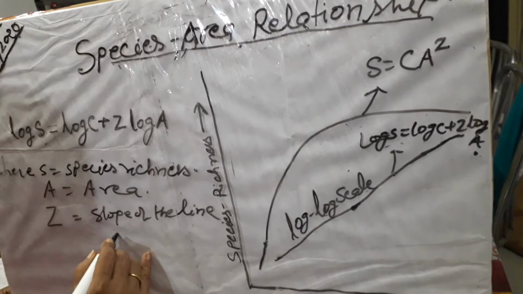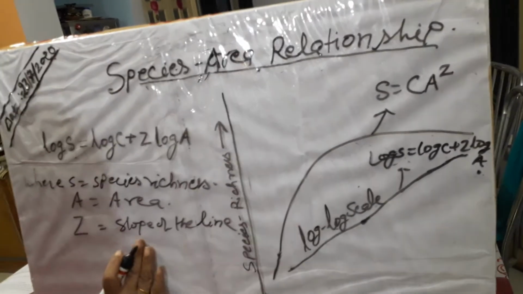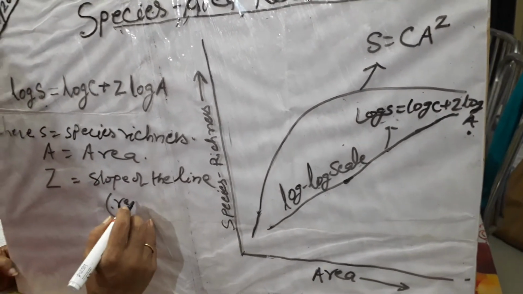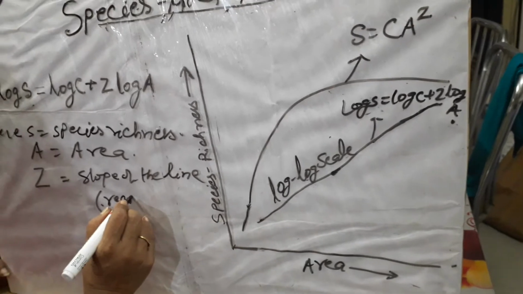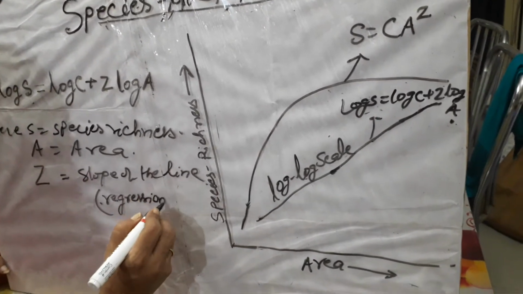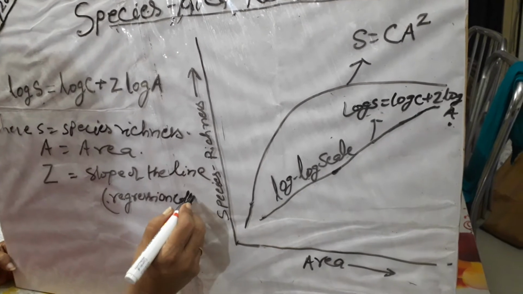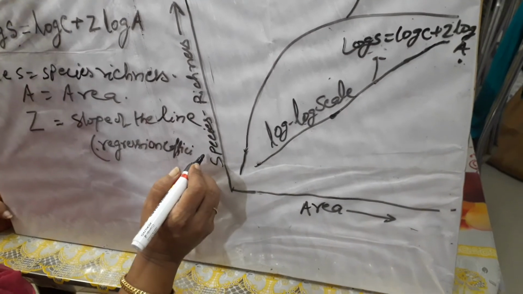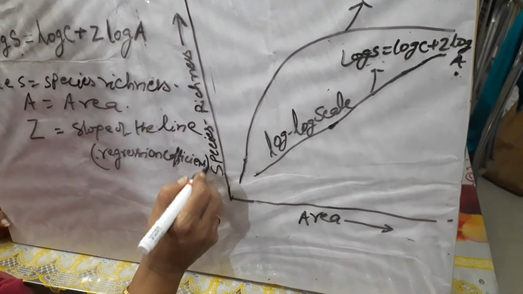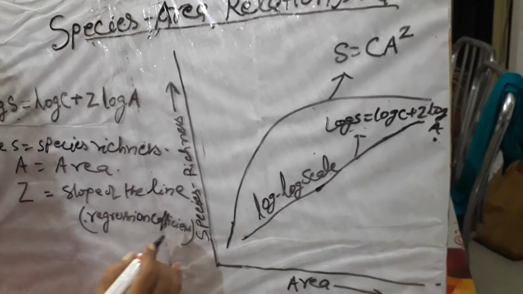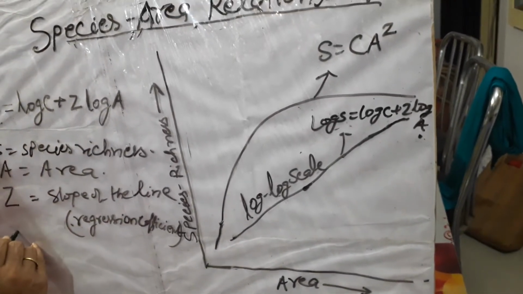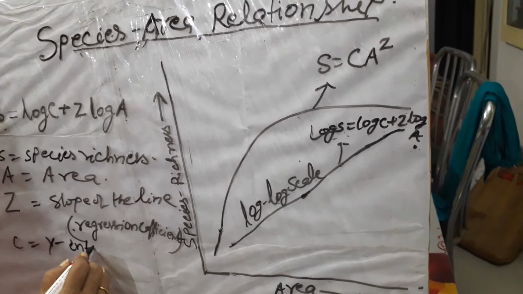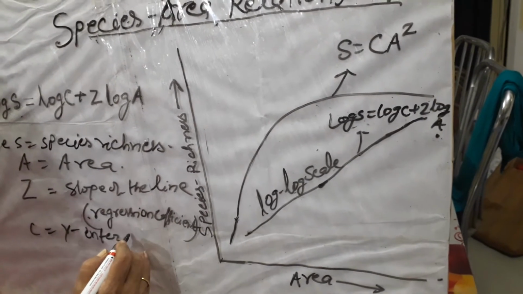the regression coefficient, the line is known as the regression coefficient, and C is the Y-intercept.